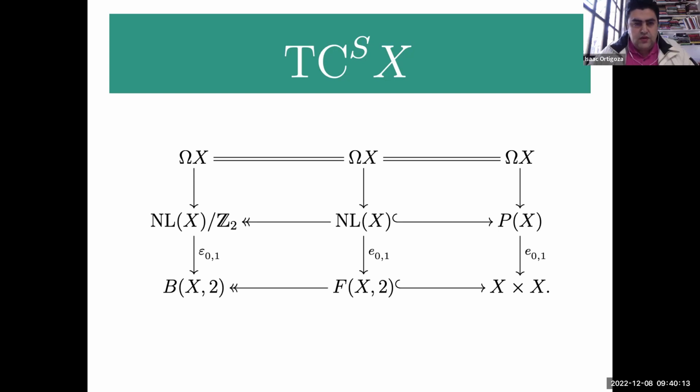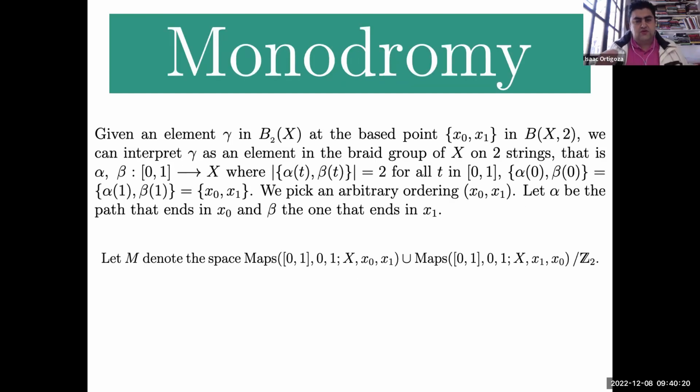Well, to understand how the fundamental group of the base acts on the fiber, we have to understand first which is the true fiber of this fibration. The true fiber is the set of maps from [0,1] to X that send a path that starts in X0 and ends in X1, and the maps from [0,1] to X that send 0 to X1 and 1 to X0, modulo C2.